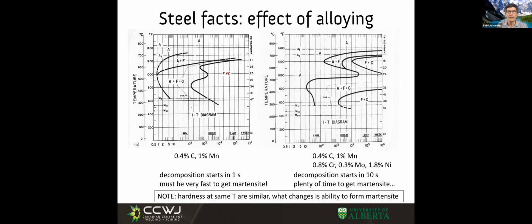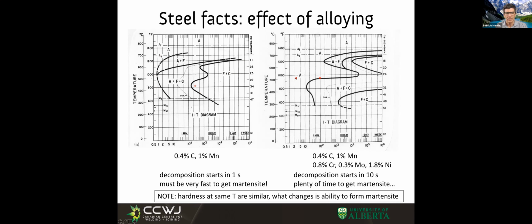You do not need too many labels to know what's going on. Primary ferrite, perlite. Here on the left, we have austenite, and here the austenite starts to transform.